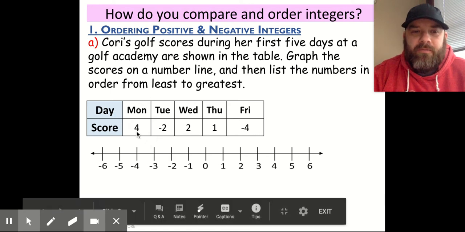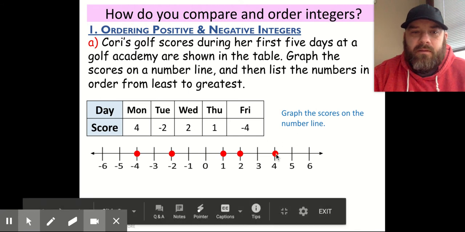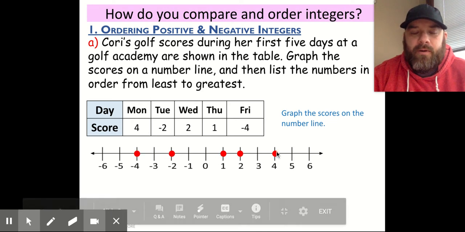So we have Monday, we have a 4. Right here we have Monday. Right here we have Tuesday. Right here we have Wednesday. And right here we have Thursday and then Friday. So now we have from least to greatest, -4, -2, 1, 2, and 4.